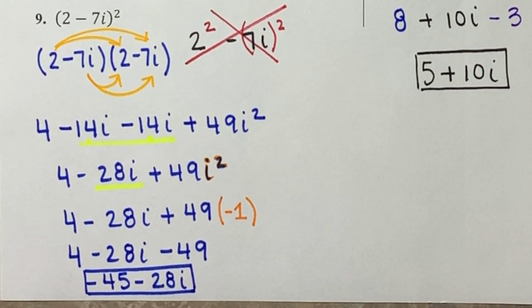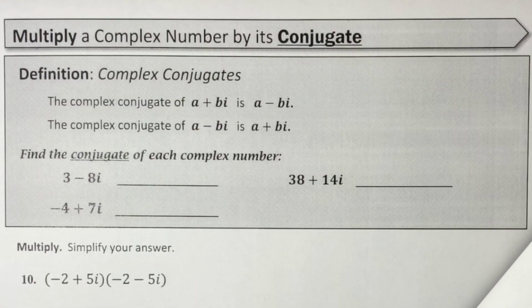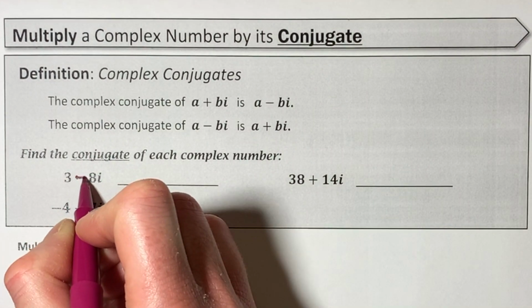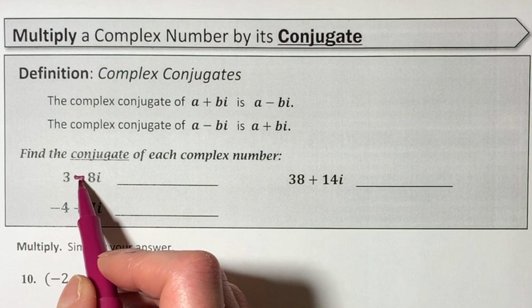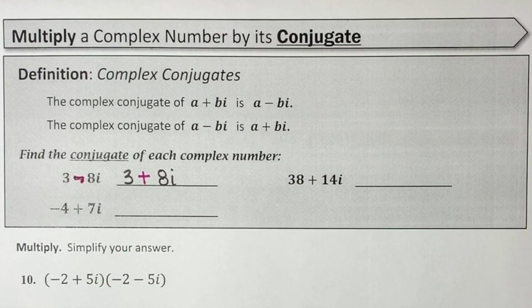And just to double check that this is written in standard form, we've got the real part written first and the imaginary part written second. Next, we're going to talk about complex conjugates. Now remember, to find a conjugate, all you have to do is change the sign in the middle. So since this is a subtraction sign, we change it to an addition sign. And now we found the conjugate.